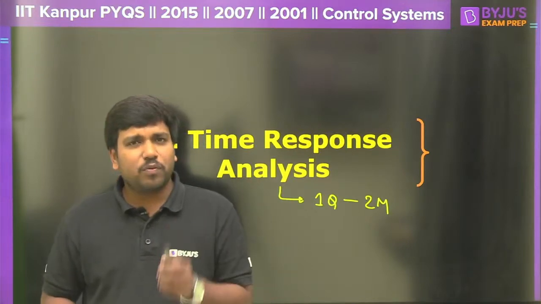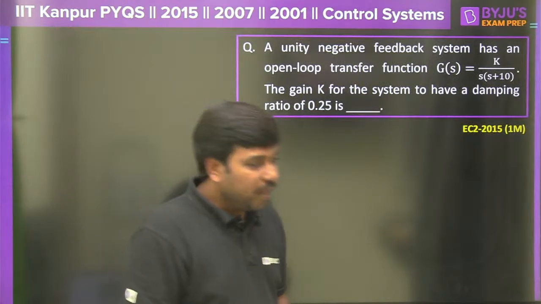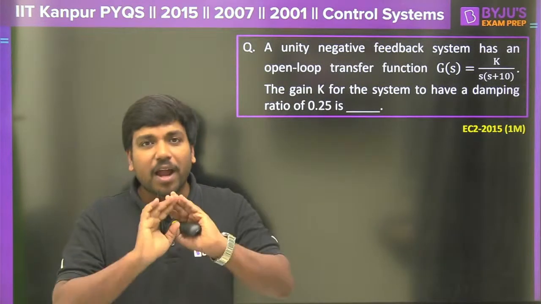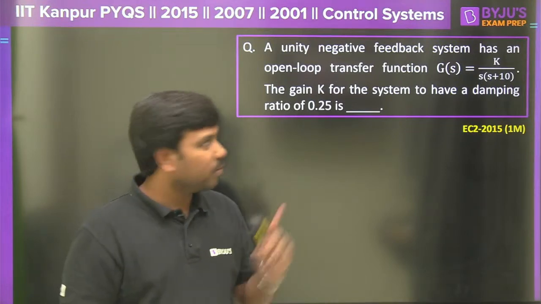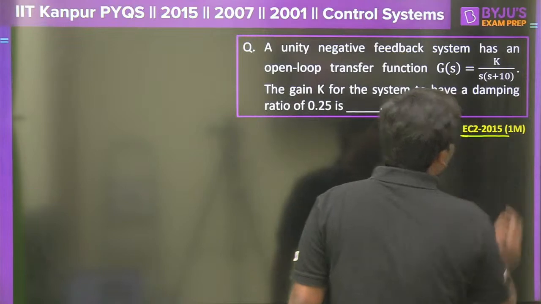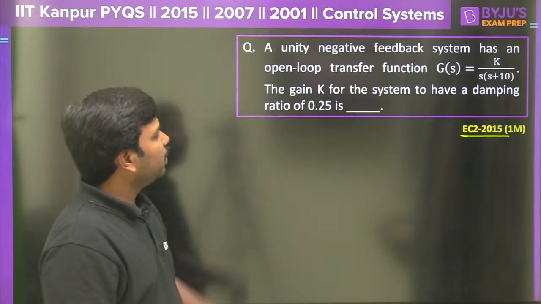So let's go to the first question of the day from the time response analysis. All of you, please see this question. Take your pen and paper and make it very fast. I want the answer from your side very fast. This question was asked in the ECE 2015 paper. Of course, it is from set 2 and is a 1 mark question. So please look at the statement of the question.